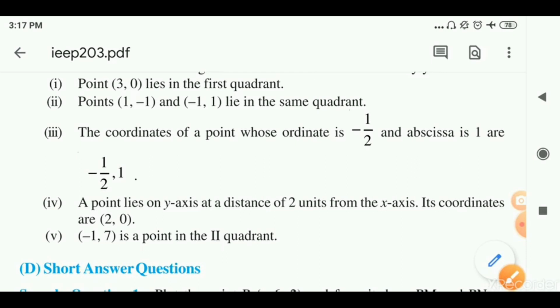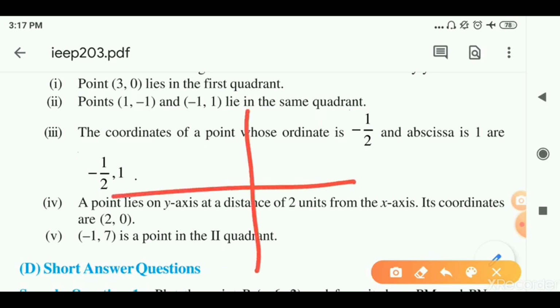Here we have: the points (1, -1) and (-1, 1) lie in the same quadrant. So let us check first. Let us draw the quadrants. On the basis of their signs, we are going to find out in which quadrant the given points will lie. According to the first coordinate, (1, -1), it should lie in the fourth quadrant, as the signs of the fourth quadrant are plus and minus. Also you can see the abscissa is positive here and the ordinate is negative, so it is lying in the fourth quadrant.